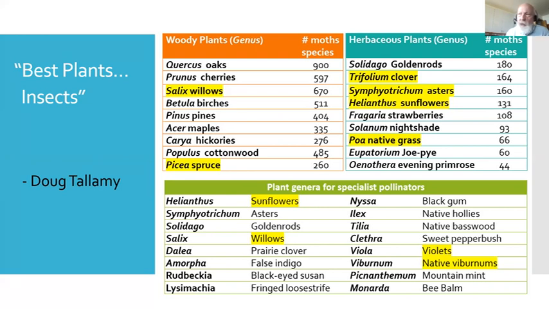So these lists, by the way, again, best plants, Tallamy. If you do a search on that, you'll find these lists. You can see, by the way, that sunflowers, violets, native viburnums, clover, native grasses, some great opportunities here to take advantage of. Again, this will be in the handouts. So you'll be able to think about what you can be doing here on your own property in terms of these best plants.